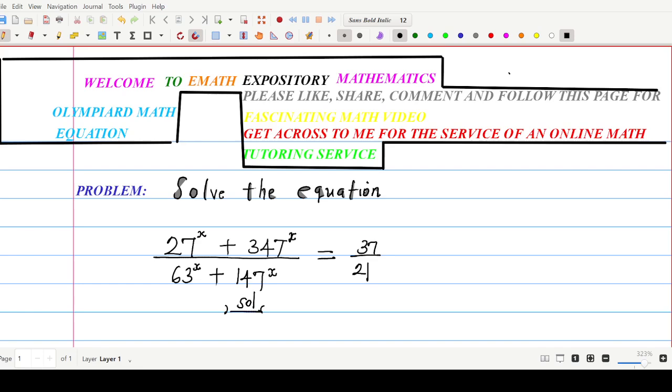Alright, this time around we'll be considering solving a problem from Olympiad maths.